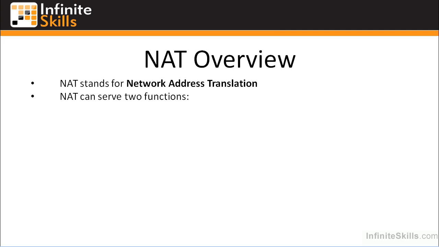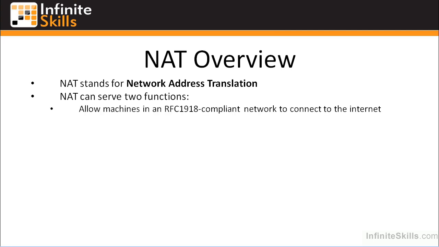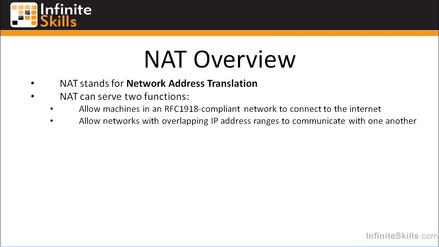NAT serves two basic functions. Number one, it allows machines in an RFC 1918 compliant network to connect to the internet. So you have a network full of machines that's on a 10.0 network or a 192.168 or any of the private IP address ranges. Obviously, you can't connect that directly up to the internet because just a few hops away from you, one of the internet routers is going to say, hey, that's a private IP address. I'm dropping it on the floor because you shouldn't be using these RFC 1918 addresses out on the internet. Network address translation allows you to keep your private IP addresses but still be able to get out to the internet.